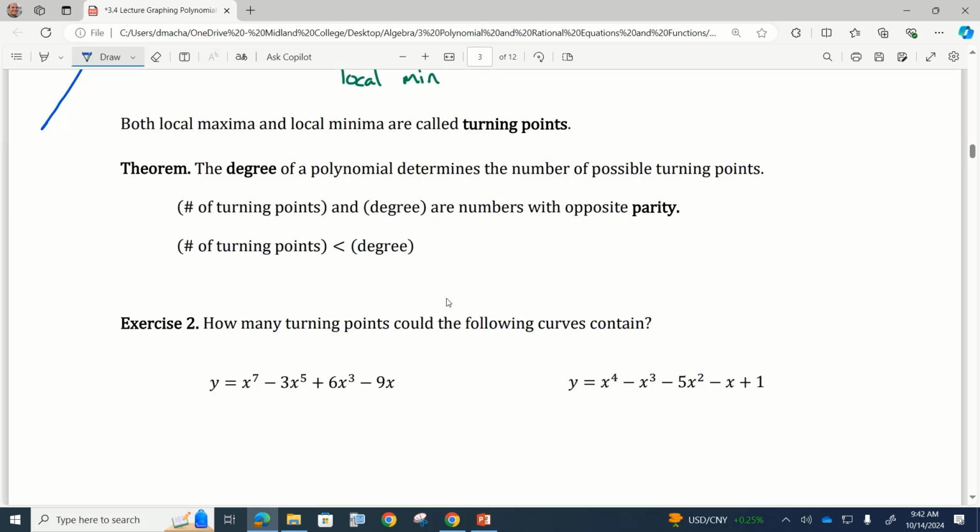When I say the number of turning points and the degree are numbers with opposite parity, what I mean is that if the degree is odd, an odd degree implies an even number of turns. And since this is opposite parity, if the degree is even, that would imply your curve is going to have an odd number of turns.